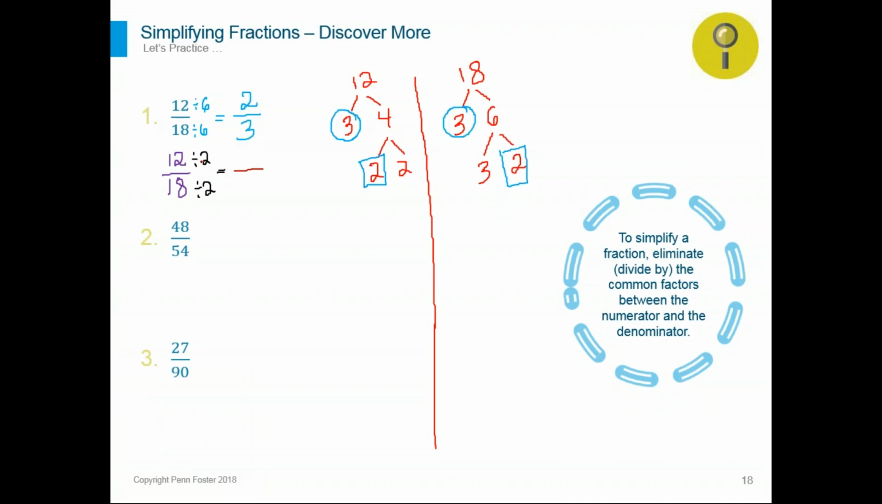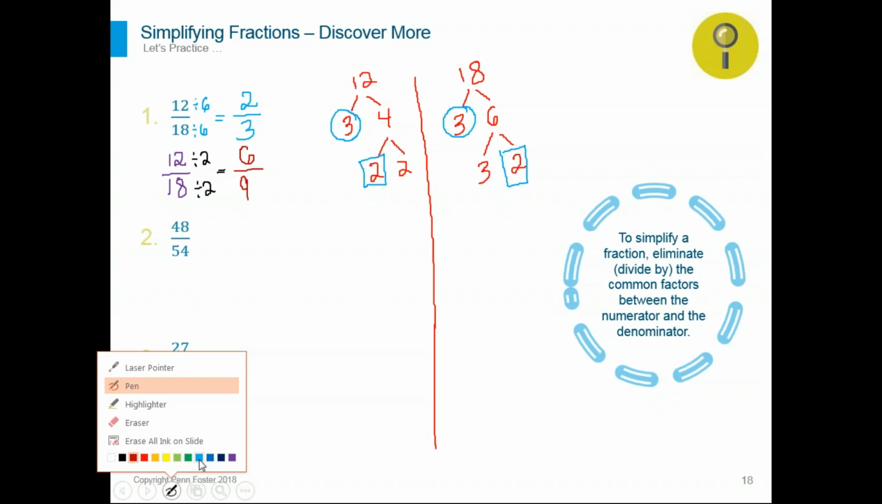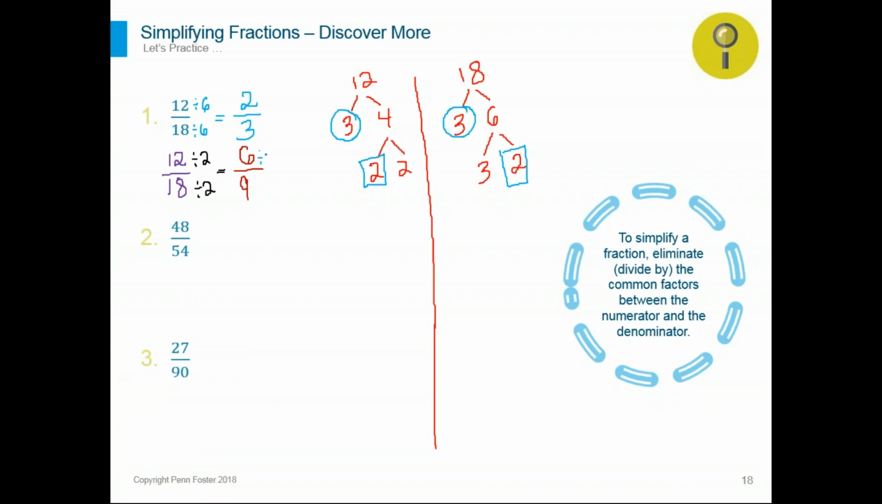12 over 2 will give you what? 6, and 18 over 2 will give you 9. Well, 6 over 9, still, there are some common factors I'm able to eliminate. 6 and 9, think about the multiplication table. So 3 is a common factor. Divide over 3. Divide over 3. And that is the second step.